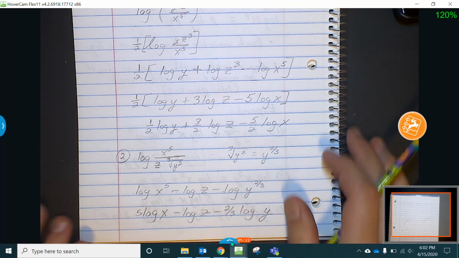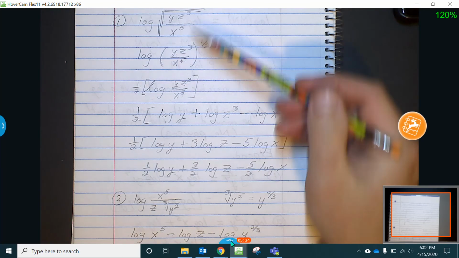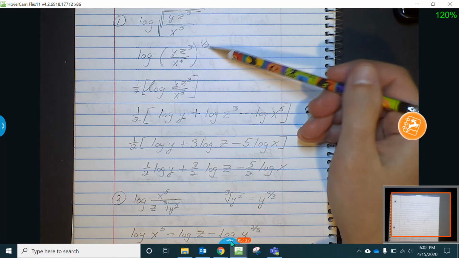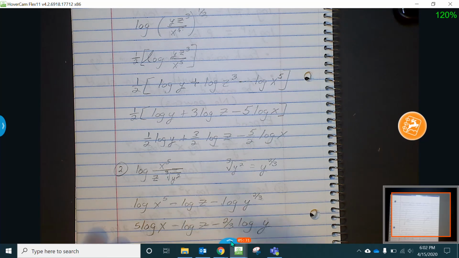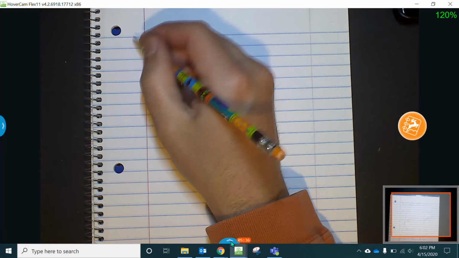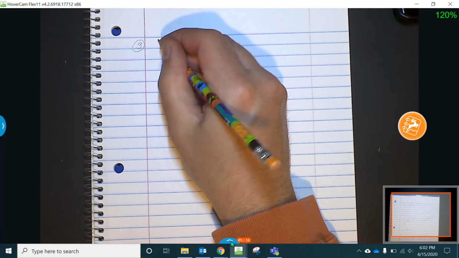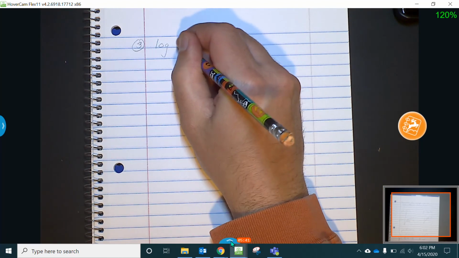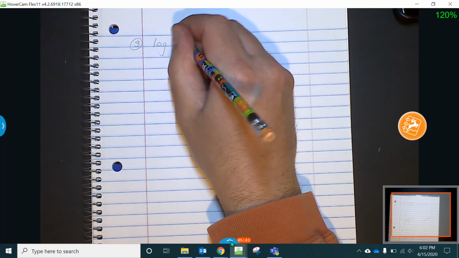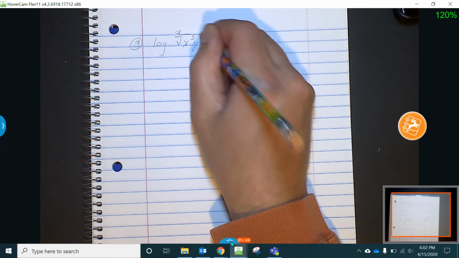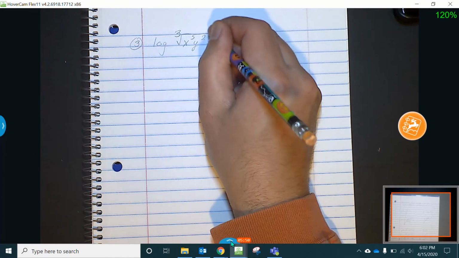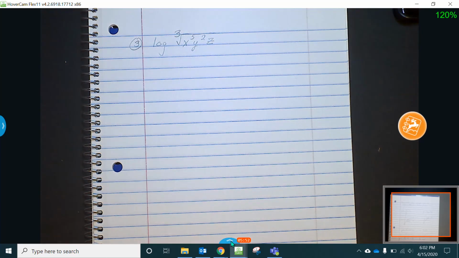This is different than the last problem because this whole thing was square rooted, so the whole thing raised to the half. This one here only has a cube root on one piece. So another style, they're all similar, but they have subtle differences. Log of the cube root of x to the fifth y squared z. If you want to pause it and try it, go ahead. I'm going to continue on in a second.